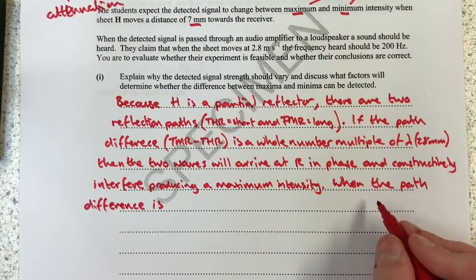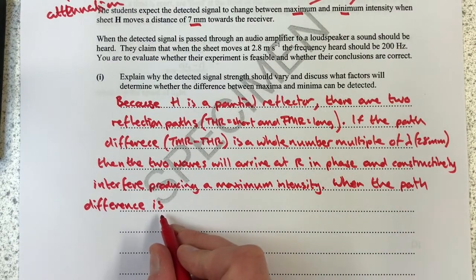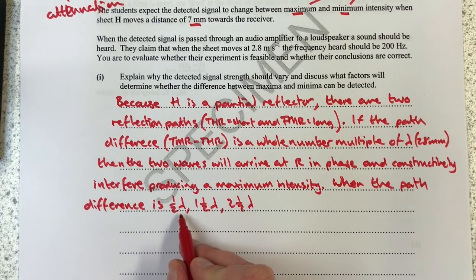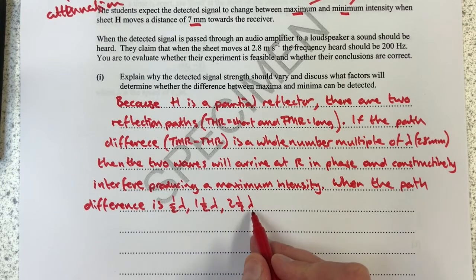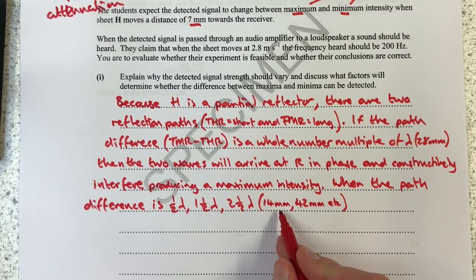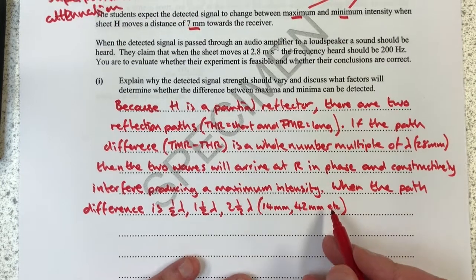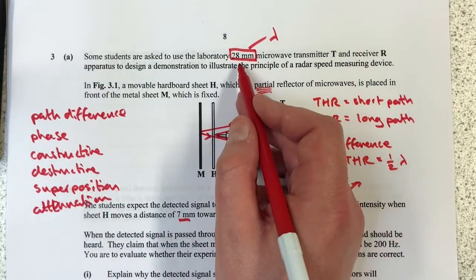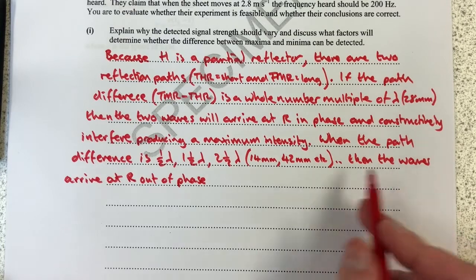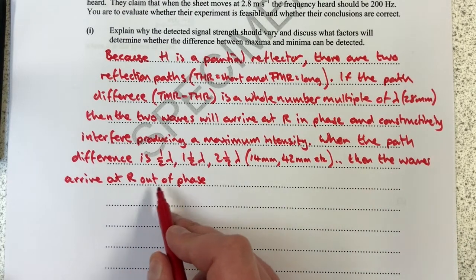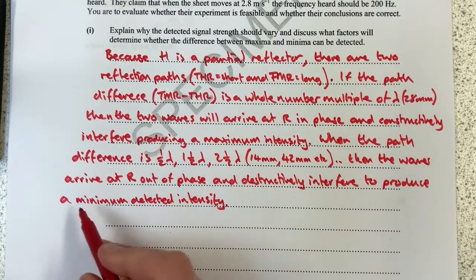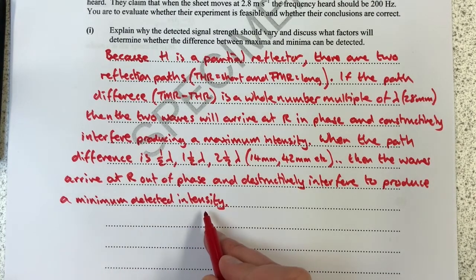When the path difference is half lambda, half the wavelength, 1.5 wavelengths, 2.5 wavelengths, 14 millimeters or 42 millimeters, etc., referencing the wavelength given at the start, then the waves arrive at R out of phase to produce a minimum detected intensity.